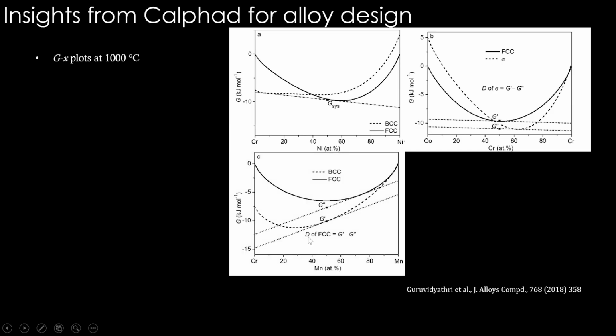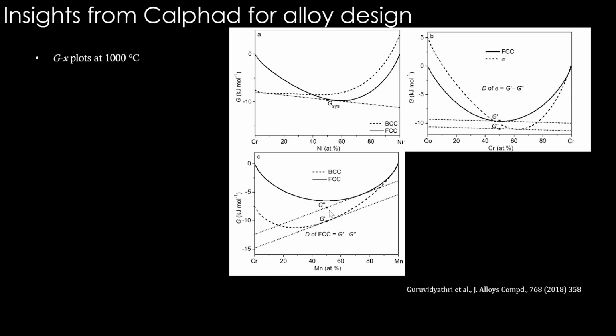And this is one more type. D of FCC is G prime minus G double prime. This is a slightly different way to quantify the competition. If at all this 50-50 composition is in BCC structure like this, from there draw a tangent to the FCC curve, and see the distance. So this is in a way making FCC stable from this BCC. So this is G prime minus G double prime. It may be a positive value, but if that value is small, then it is easy to stabilize FCC. So that can be checked.